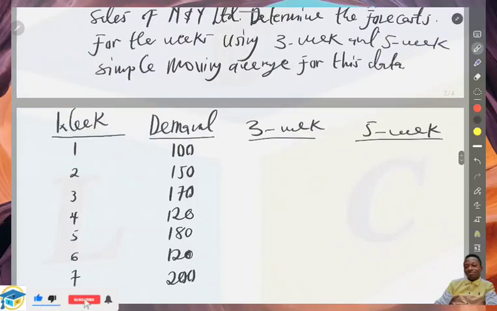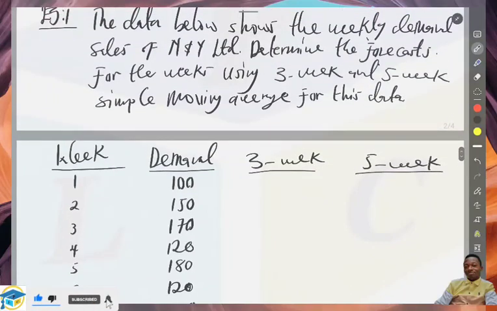So in forecasting for the 4th week, we make use of the past data. The past data is the demand data that you see here. These are the actual sales that we made from the forecast that we previously made. But we are asked to use 3-week and 5-week simple moving average to forecast for the coming period. So the 3-week means that, based on this information, we can only forecast from week 4 going forward.